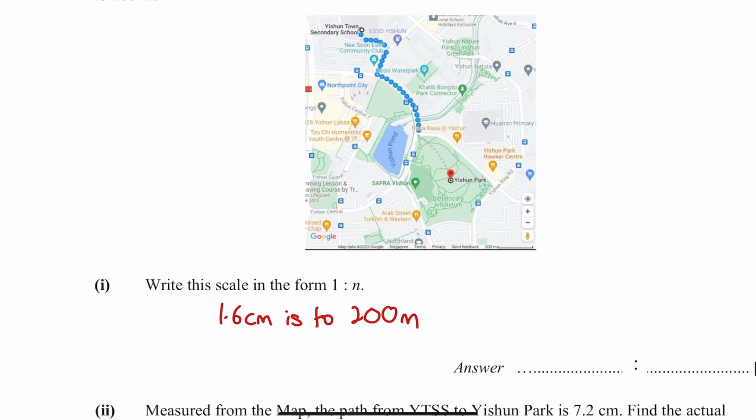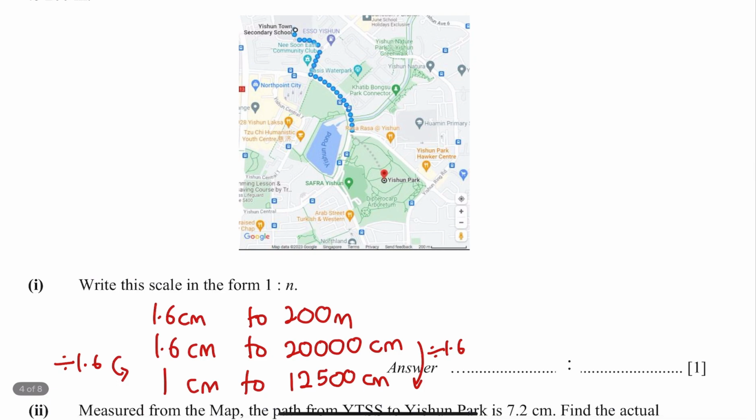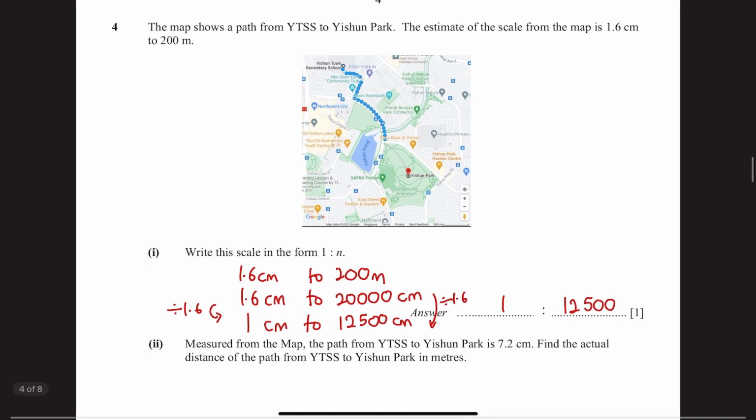Therefore, I convert meters to cm, making them the same units first. 1.6 cm is to 200 meters times 100, which will become 20,000 cm. So therefore, to find 1 cm, I divide both sides by 1.6. This will be 1 cm is to 12,500 cm. So therefore, in ratio form without units, 1 is to 12,500. This is for question 4, part 1.